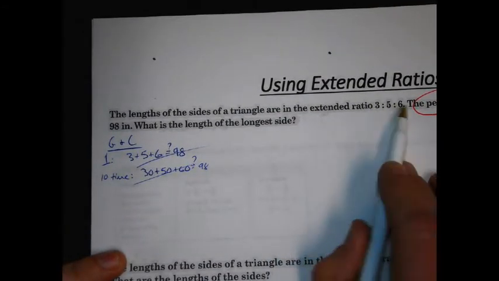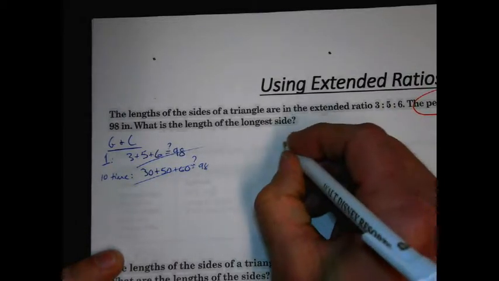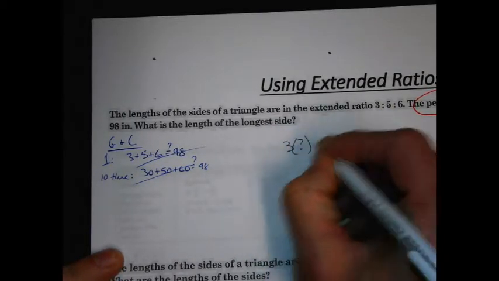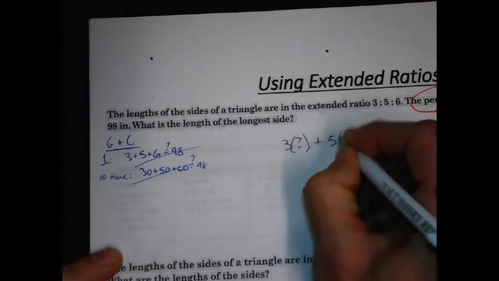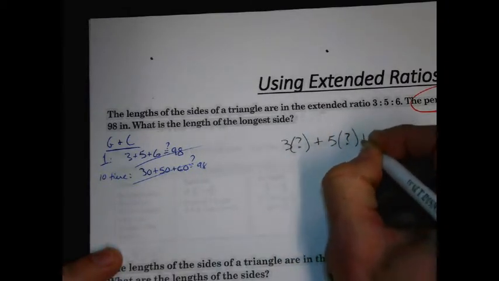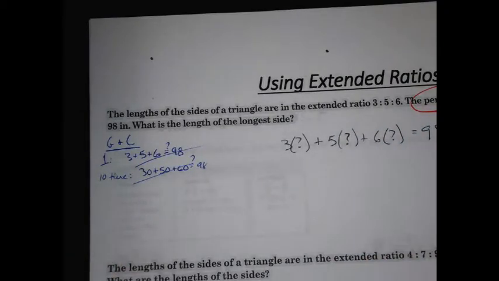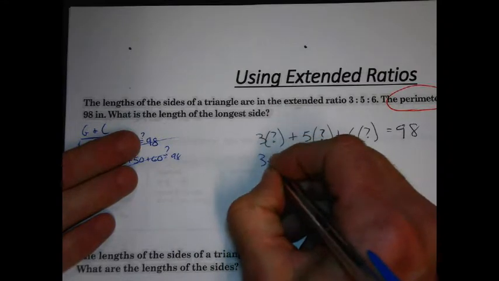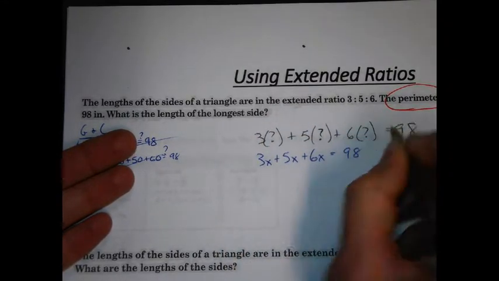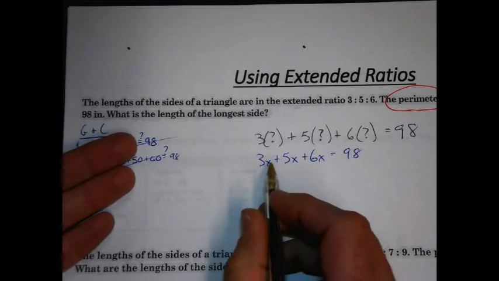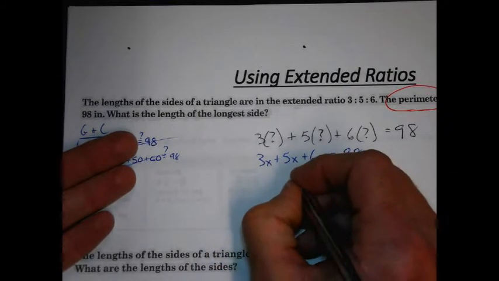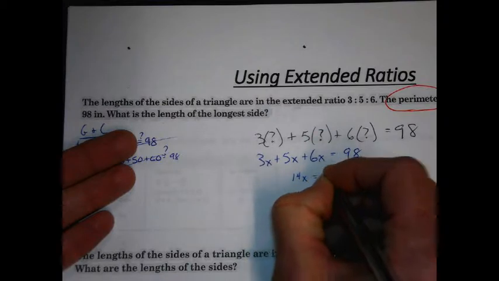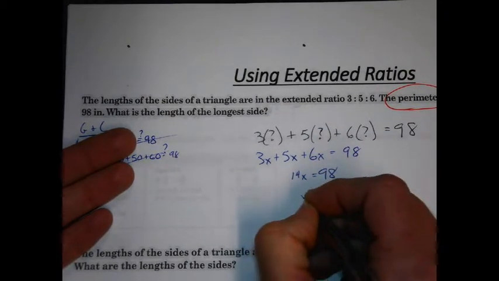This means there's some scale factor. There's some scale factor that if I multiply it by each of these sides, according to this ratio, I would have a perimeter that is 98 inches. And now we can figure it out. We have algebra at play. Hooray, algebra. So 3 plus 5 is 8, and 6 is 14. So 14x equals 98. Therefore, x would be what?